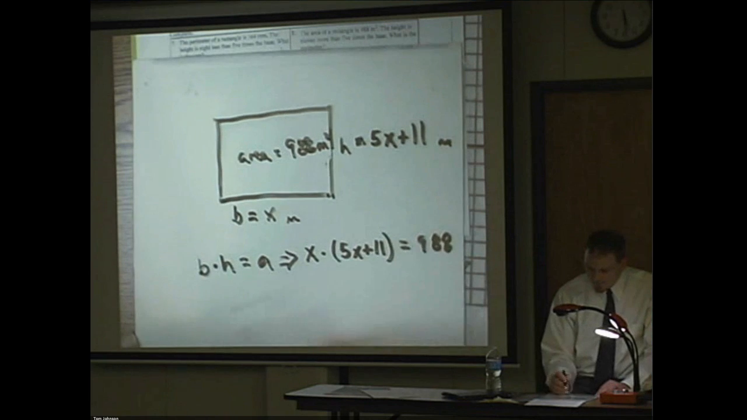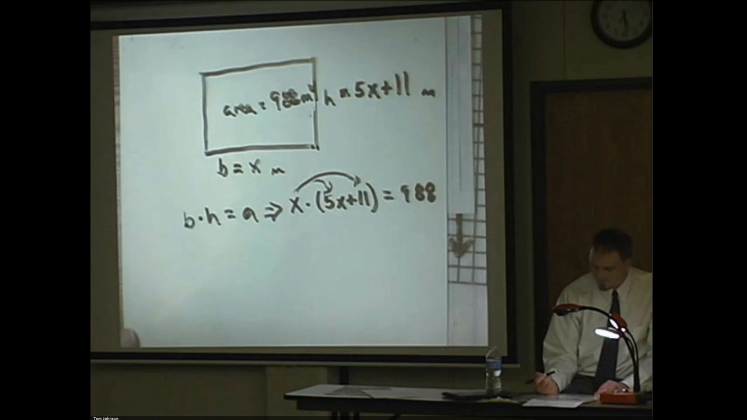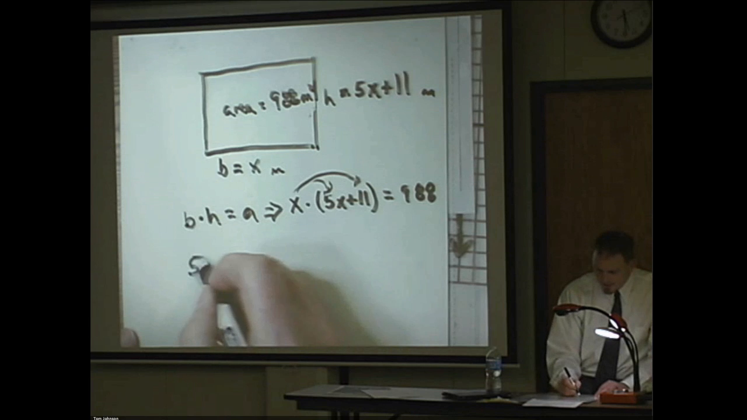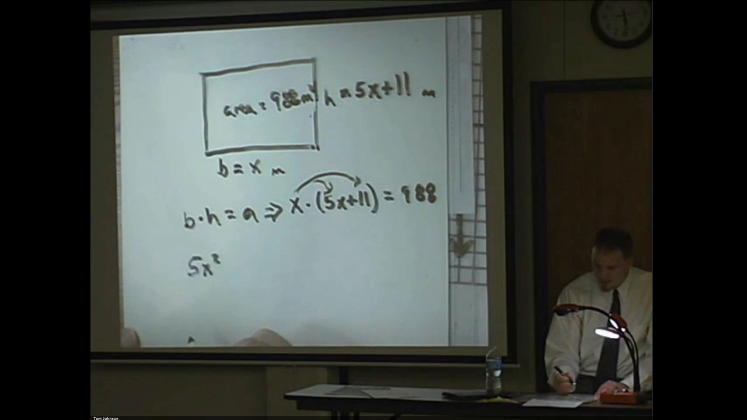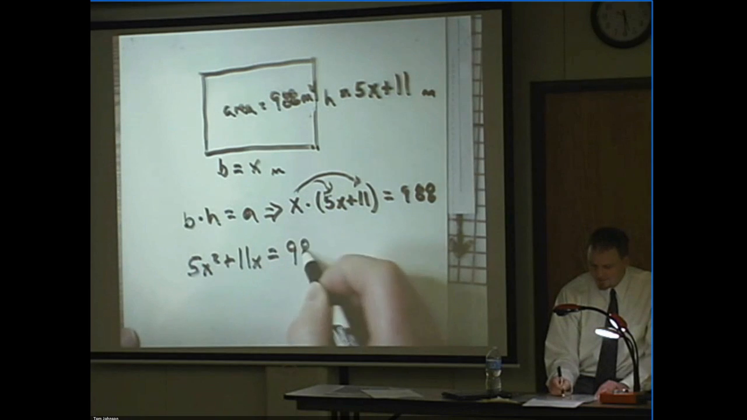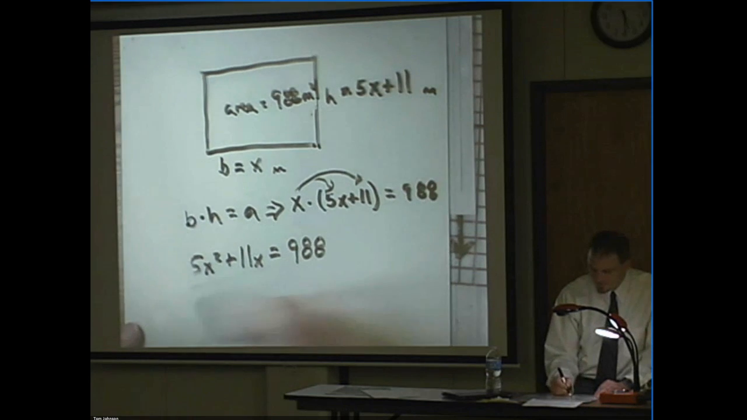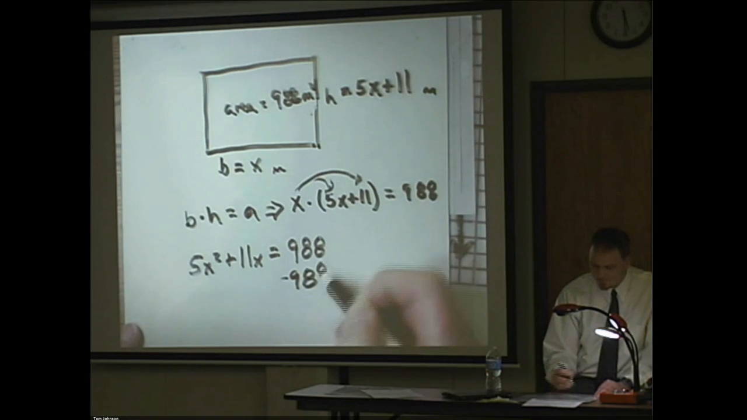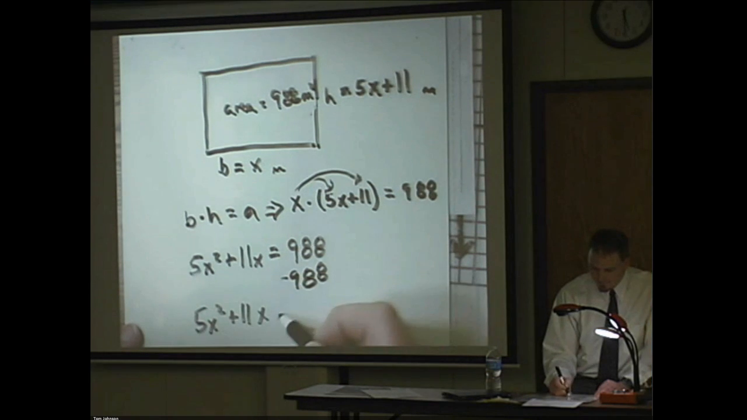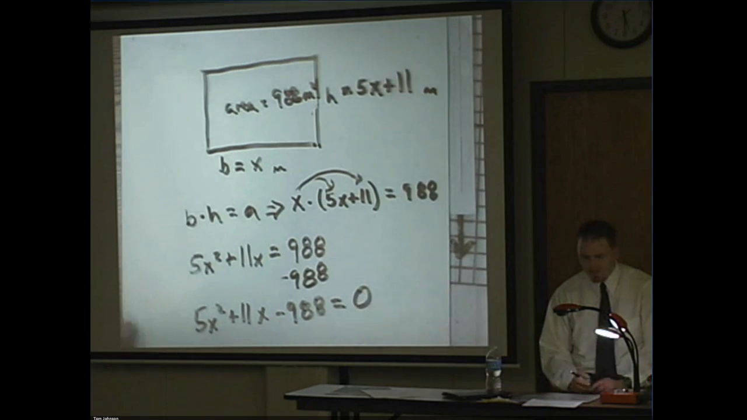All right. So distribute the x. So I've got 5x squared plus 11x equals 988. I'm going to subtract 988 from both sides. So I've got 5x squared plus 11x minus 988 is equal to 0.